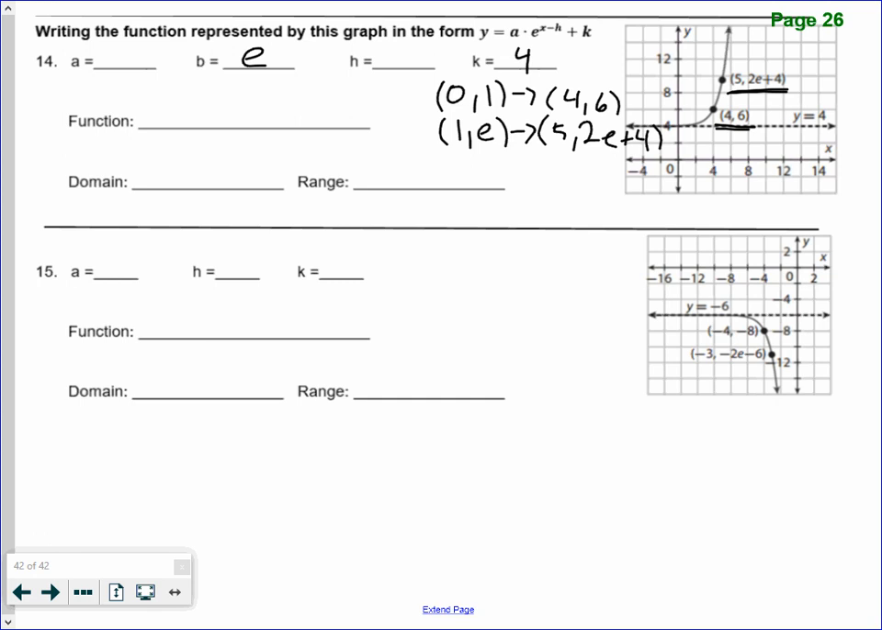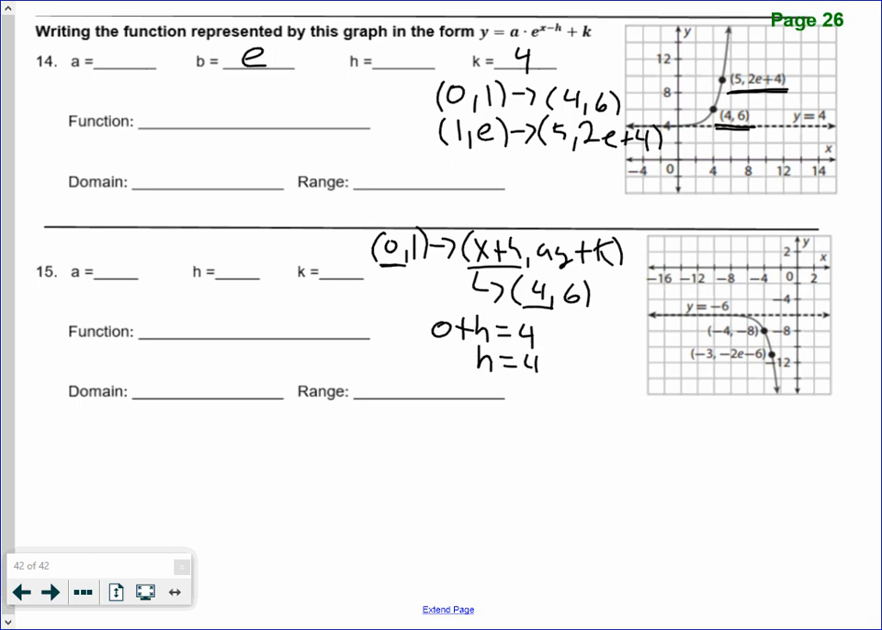So let's look at the first one first, 0, 1 to 4, 6. We know we have the point 0, 1, and we put that into our transformation rule of x plus h, ay plus k. That's going to shoot us out the point 4, 6. So when x is 0, and we put that into our transformation rule, we should get 4. So in other words, 0 plus h should equal 4. So h equals 4.